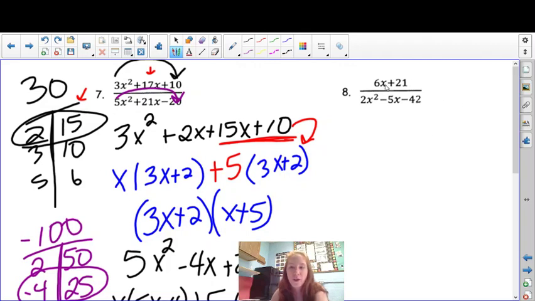I can just do this as an undoing of distributing. So all I need to figure out is what can come out of 6 and 21. Okay, well that one's pretty easy. It's a 3. So I can take out a 3 and I'm left with 2x plus 7.